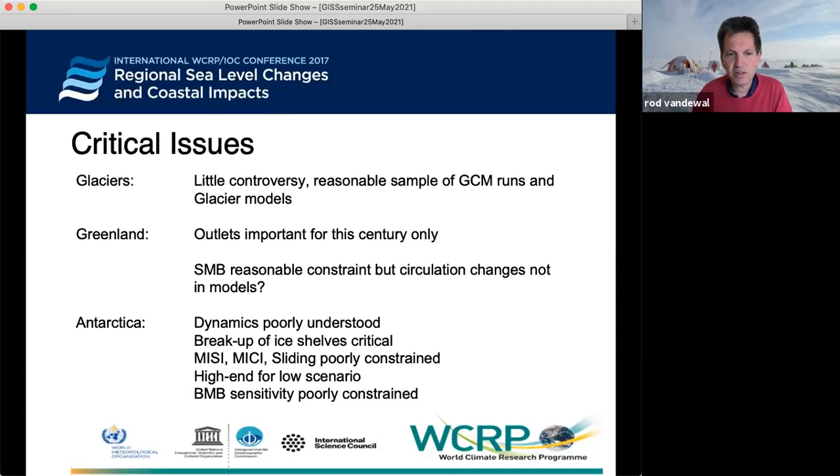And the final slide where I would like to point a little bit to is the critical issues which we believe need to be improved upon in order to constrain this high end better for glaciers, Greenland and Antarctica, which is of course for Antarctica a whole list of physical processes which need to be improved upon. So that's where I want to leave it, and that should allow some time for discussion, I hope.